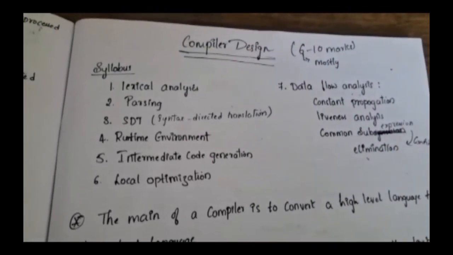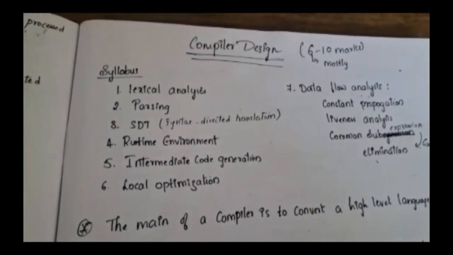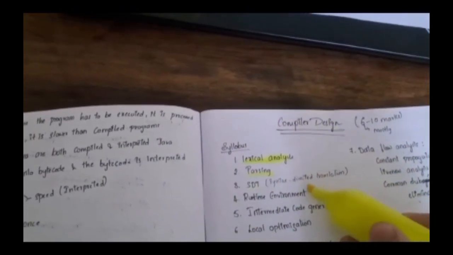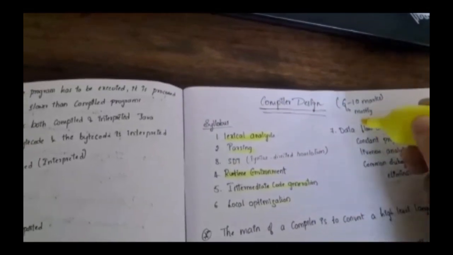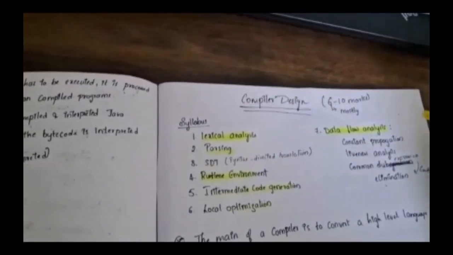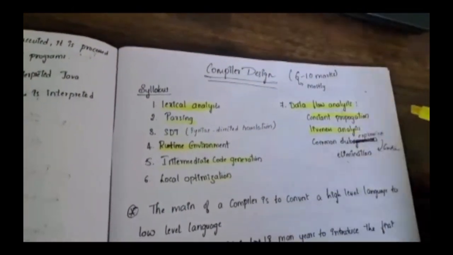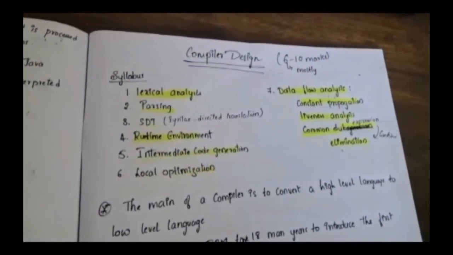As I've already told you, I'll be starting with compiler design initially. So first, let's discuss the syllabus. In the syllabus we have first the lexical analysis and then parsing, SDT, which means syntax directed translation, the runtime environment, intermediate code generation, local optimization, and data flow analysis. Under data flow analysis, we have constant propagation, liveness analysis, and common sub-expression elimination. So this is the syllabus that we have.